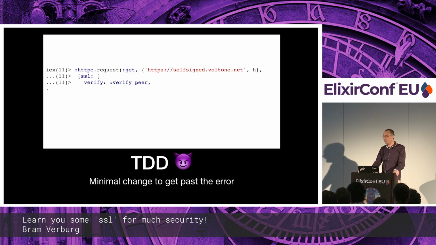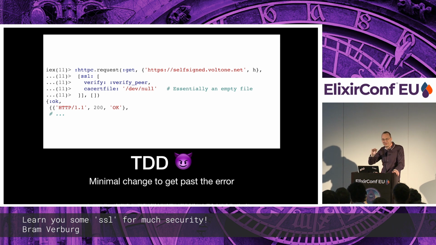Now, let's do test-driven development. We're going to make the smallest change we can get away with to get past this error. Okay, so I'm just passing in CA cert file /dev/null. This is basically an empty file, but I'm now passing in the option, right? So I should get a different error. Well, in fact, I don't get any error. I get a successful connection.